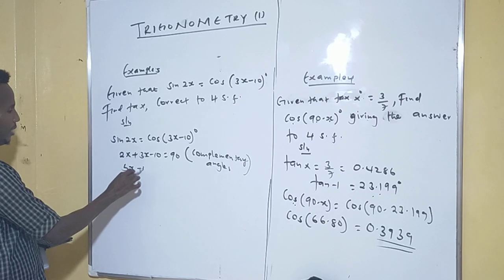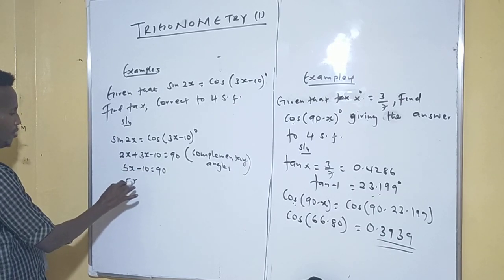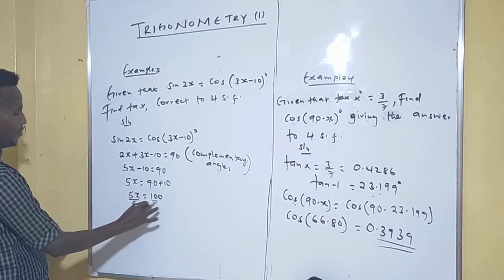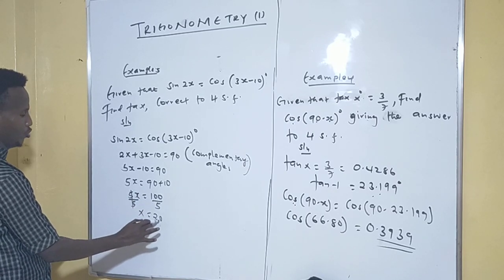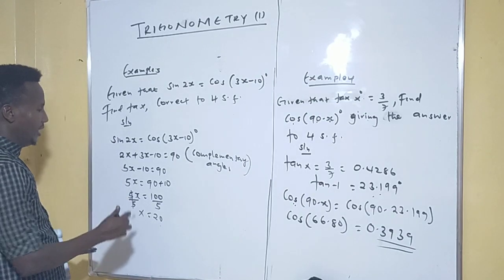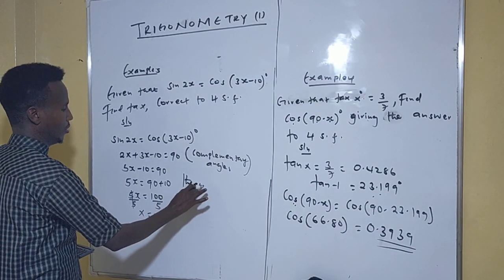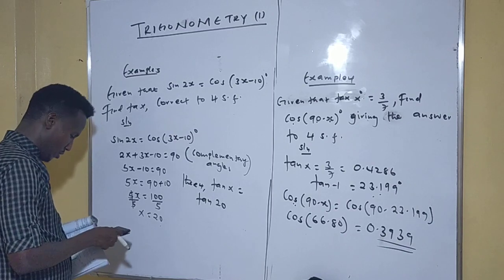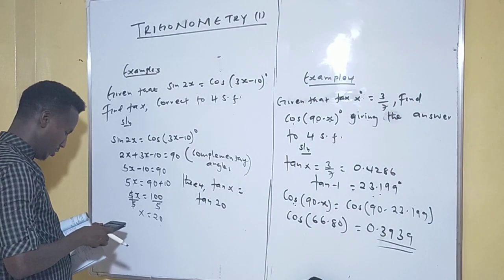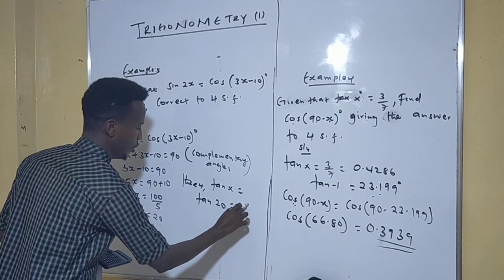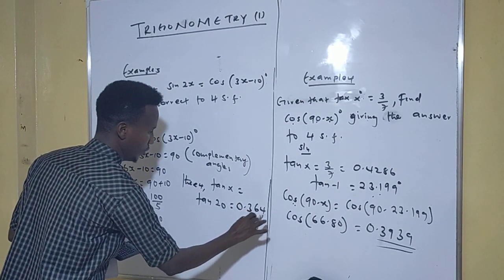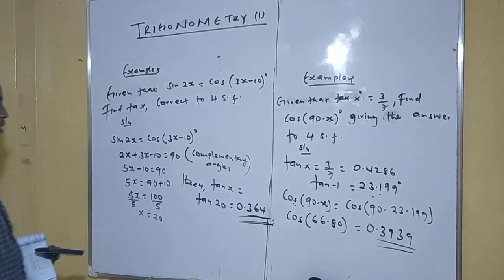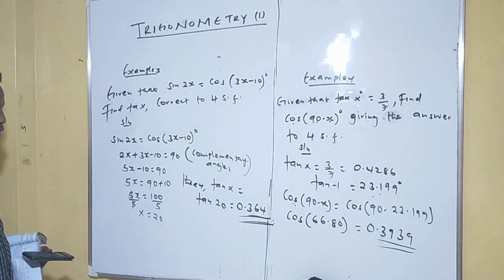So it will be 5x minus 10 is equal to 90. Take this one to the other side. 5x is equal to 90 plus 10, so 5x is equal to 100. The 5 cancels, x is equal to 20. But they told us to find tan x. Therefore, tan x is equal to tan of the value of x, which is 20. So tan 20 is what? 0.3640. To four significant figures, that will be 0.364. That will be the final answer for your information, guys.